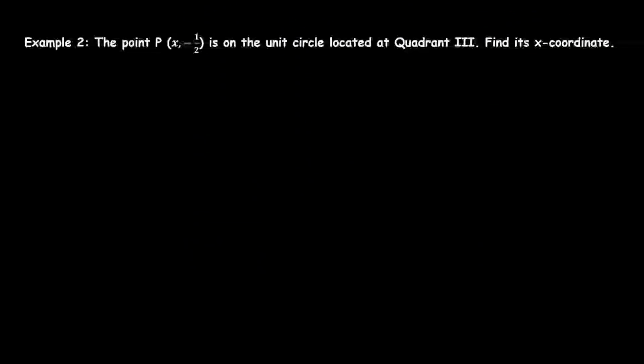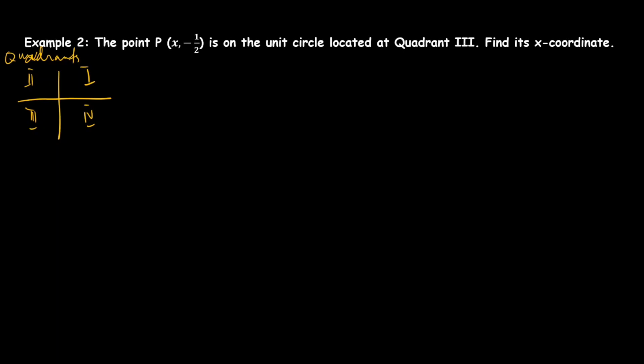Example 2. The point P, (x, negative 1/2), is on the unit circle, located in quadrant 3. Find its x-coordinate. So we have the given point, x and negative 1/2, and it is located in quadrant 3. We need to find its x-coordinate. First are the quadrants: quadrant 1, quadrant 2, quadrant 3, and quadrant 4.